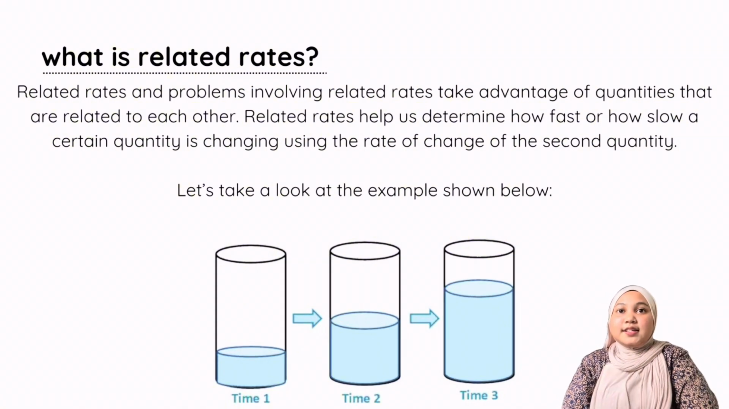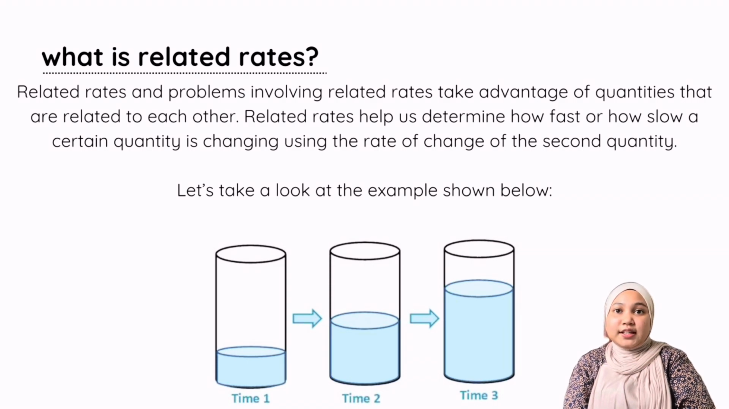What are related rates? Related rates and problems involving related rates take advantage of quantities that are related to each other. Related rates help us determine how fast or how slow a certain quantity is changing using the rate of change of a second quantity. Let's look at the example shown below.